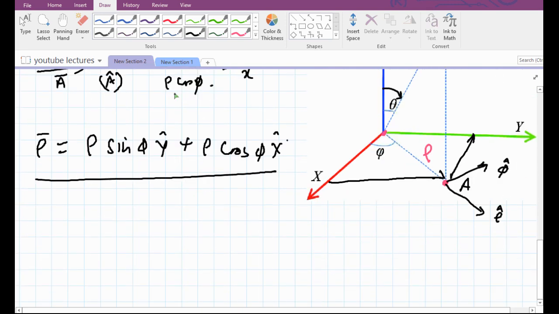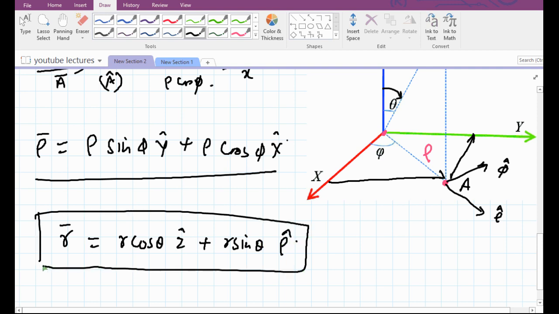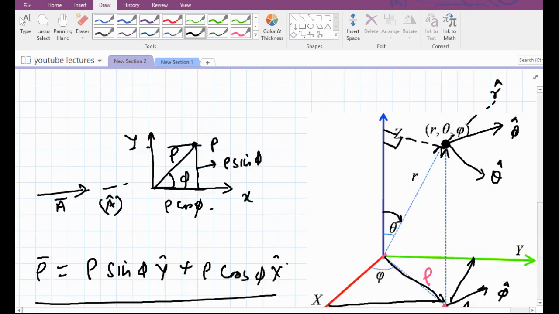So I can break this component in the fashion of r cos theta z hat and r sin theta, well, I say via rho hat. So the length of this arrow and the length of this arrow are the same. So I can write rho is equal to r sin theta.